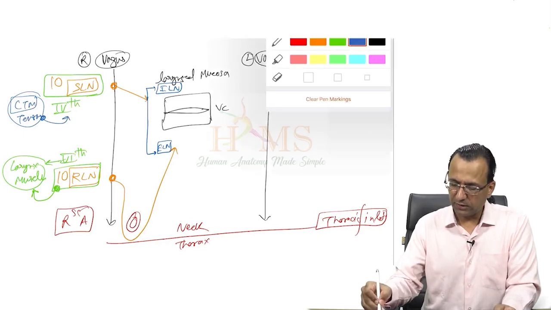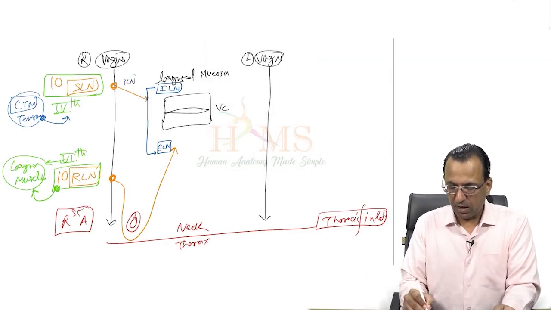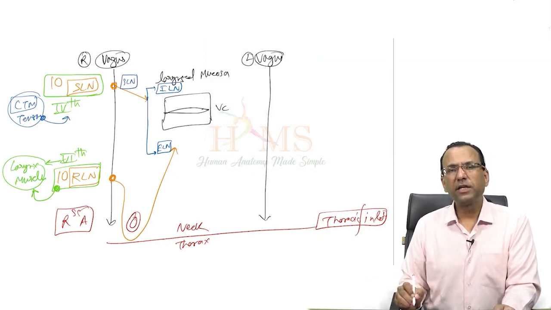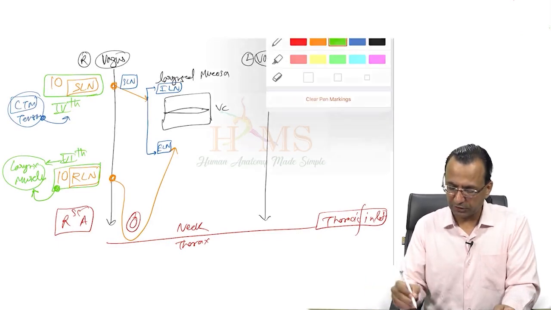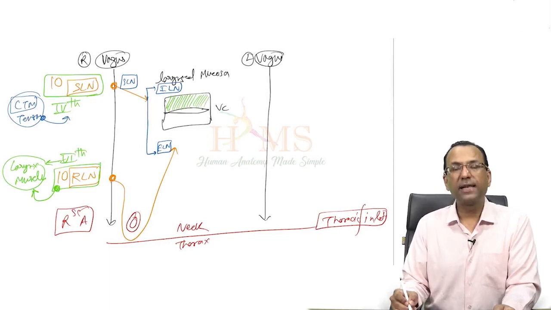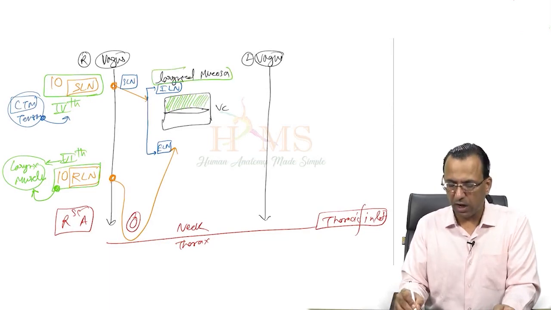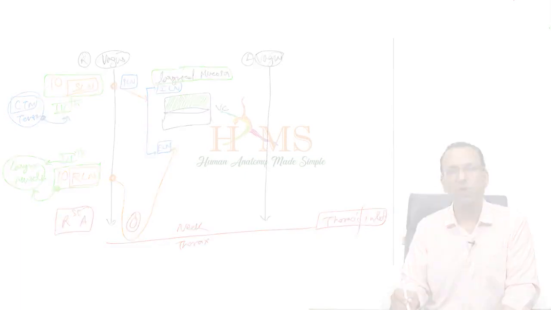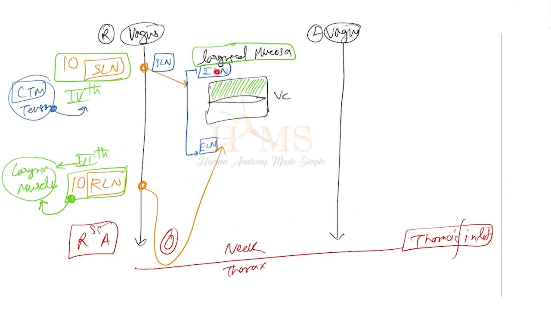Actually, the external laryngeal nerve and internal laryngeal nerve are branches of the superior laryngeal nerve. The internal laryngeal nerve goes inside the larynx and supplies the laryngeal mucosa till the upper surface of the vocal cord. So, the superior laryngeal nerve gives the internal laryngeal nerve and the external laryngeal nerve. The internal laryngeal nerve goes inside the larynx and the external laryngeal nerve goes outside the larynx.